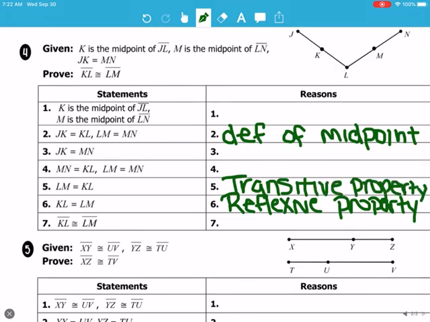Okay, so now you guys need to identify the reasons for 1, 3, 4, and 7. Pause here, and then when you're done, have me check it, and we'll let you know if you can move on to proof number 5.